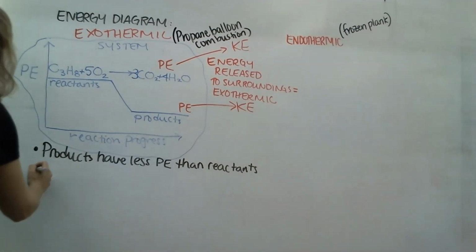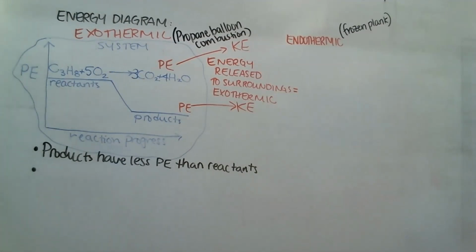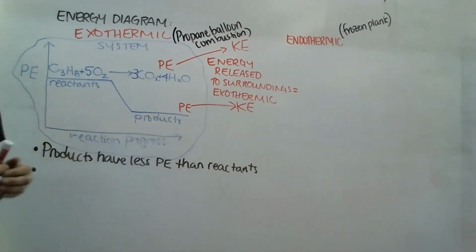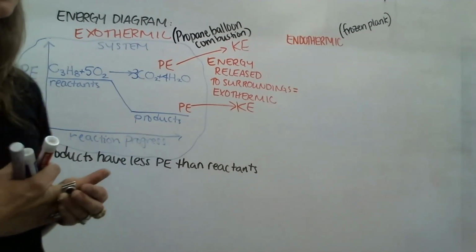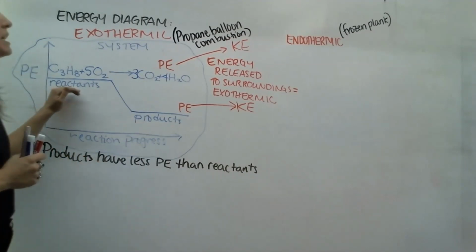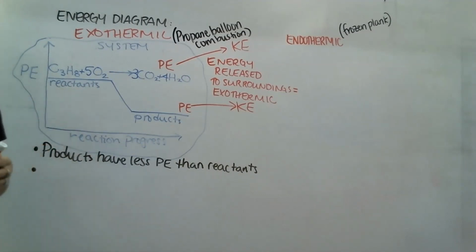And so which bonds are stronger? Which are more stable in an exothermic equation? Which are more stable? Is it the products? Are the bonds in the products stronger and more stable, or are the bonds in the reactants stronger and more stable?